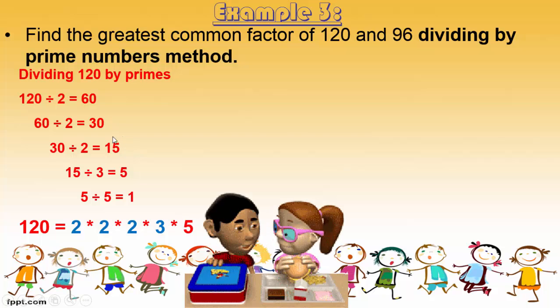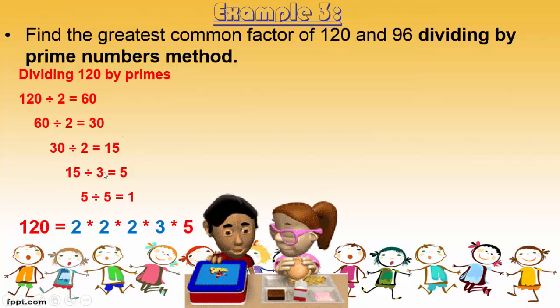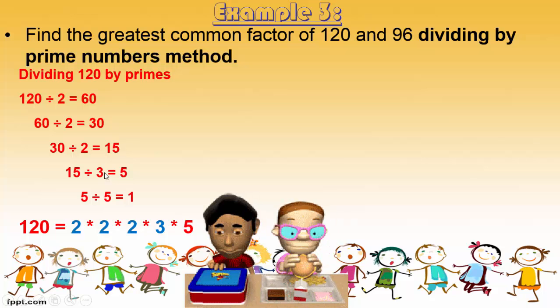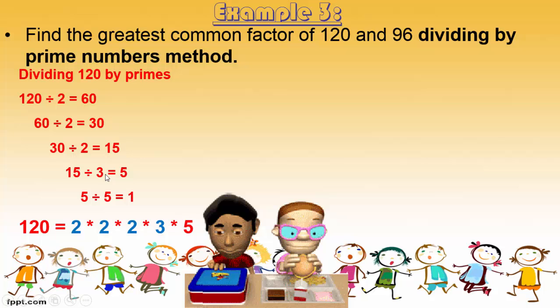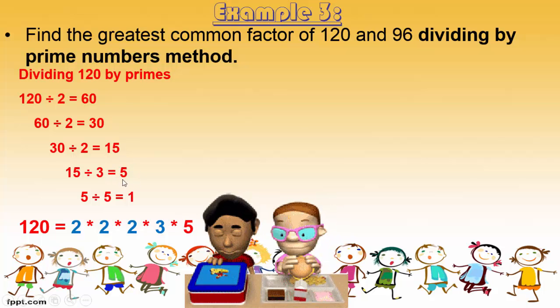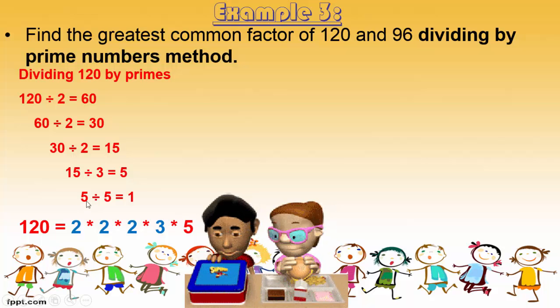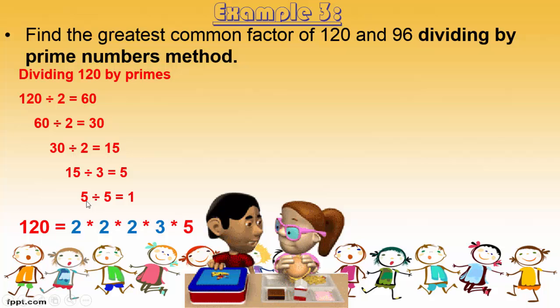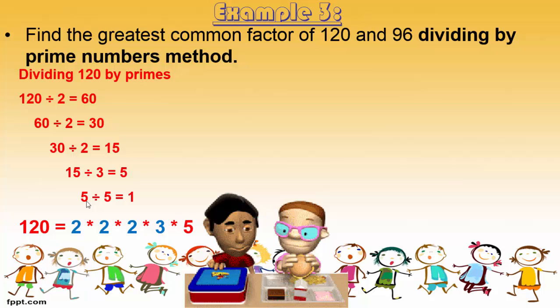But we can't divide 15 by 2, so we go to the next prime number, and in this case, it's 3. So we look at 15 divided by 3, and indeed, 15 does divide by 3, and we get 5. And then we have 5, but 5 does not divide by 3, so we go to the next prime number, which is 5, and 5 divides into 5, which is 1.